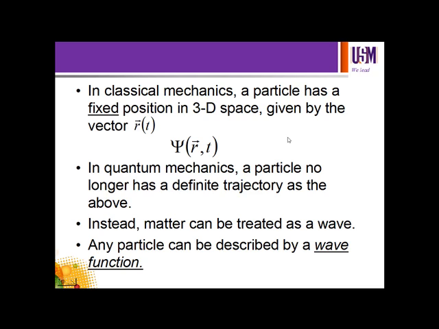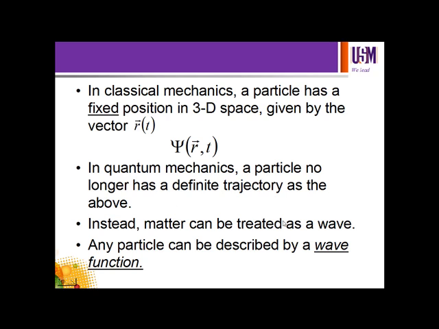The difference between these two: in classical mechanics, a particle has a fixed position in 3D space given by the vector r. So for example, the wave function psi here is in terms of vector r and t. So a particle in 3D space is fixed at a distance r from the origin. But in quantum mechanics, a particle no longer has a definite trajectory as above. So there is nothing definite in quantum mechanics.